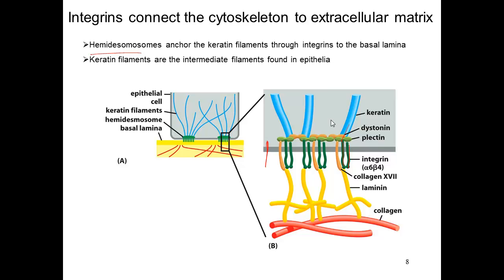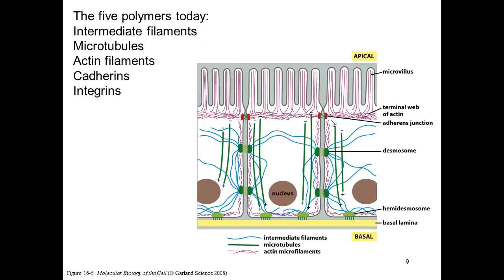This slide pretty much summarizes the entire material covered in this lecture. The five types of polymers that we've talked about today: three cytoskeletal elements, primarily for the internal cytoskeleton, and two types of proteins that interact with external interactions. The adherens junctions interact with actin, and the desmosomes and hemidesmosomes interact with intermediate filaments, and these molecules all give rise to the structural integrity of the cell and the tissue.